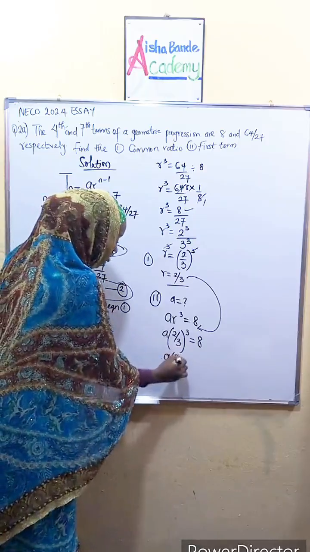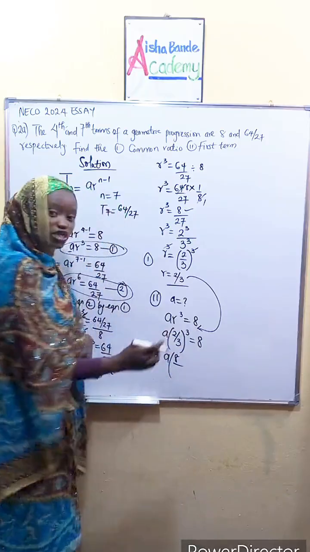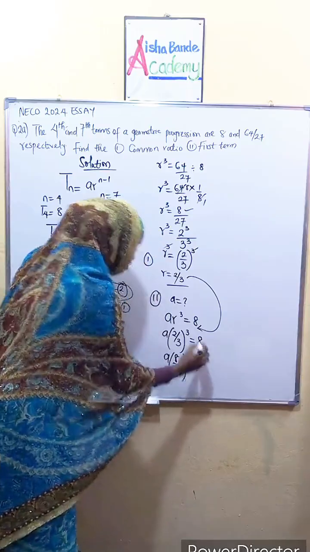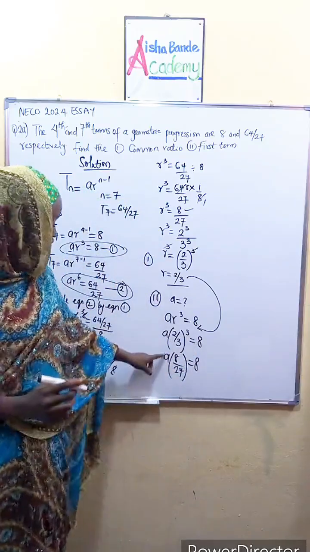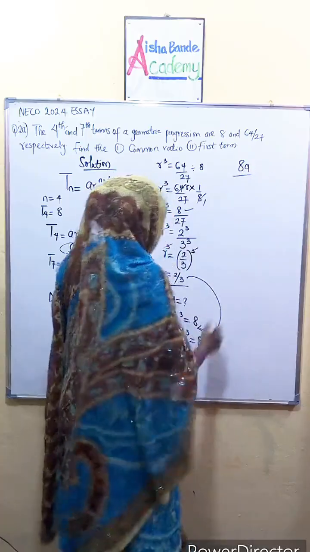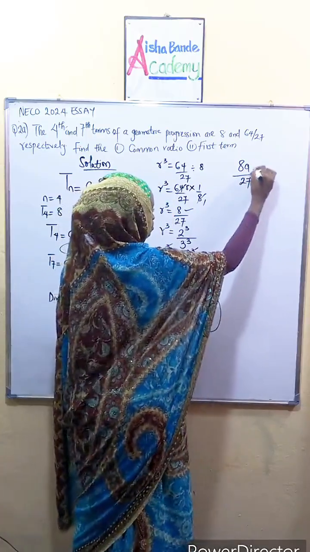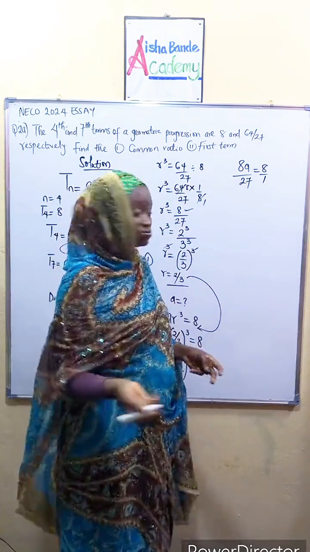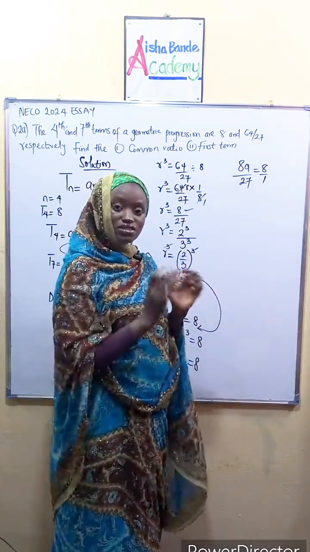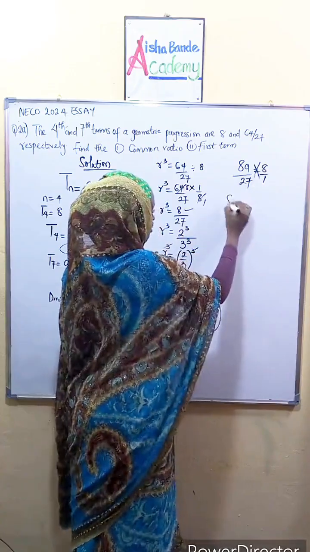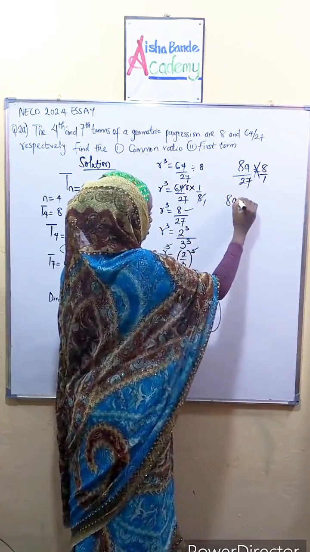So we simplify this. This is a times 8, which gives us 8a over 27 equals 8. This is the same as saying 8 over 1, right? At this point, we can simply cross multiply. We have 8a times 1 is 8a, then we have 8 times 27. So this becomes 8a is equal to 8 times 27, which is 216.